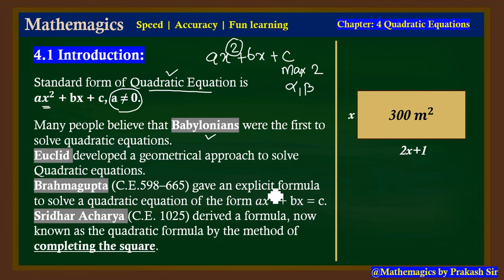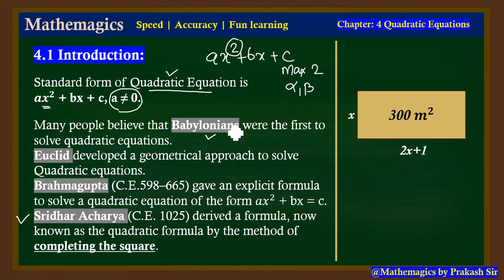Now, the most famous personality, Sridhar Acharya, who is again an Indian, derived the formula now known as the quadratic formula by the method of completing the square. We are going to discuss all this, and we follow the completing square method, the extracted result of which is called the quadratic formula, which we use to solve all the problems related to the quadratic equation.